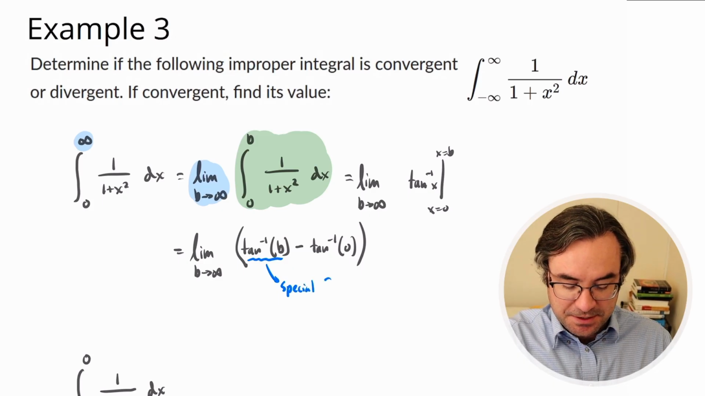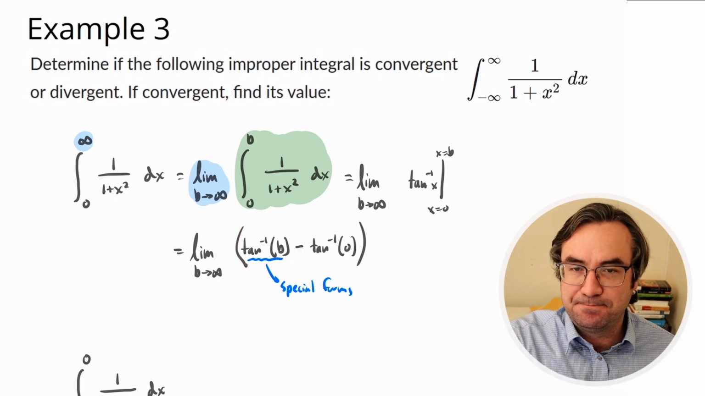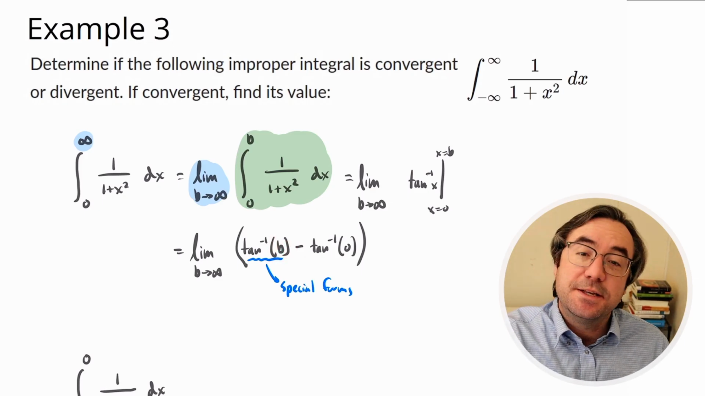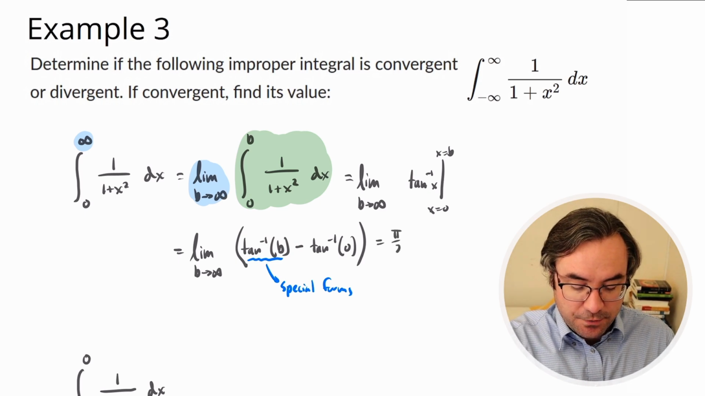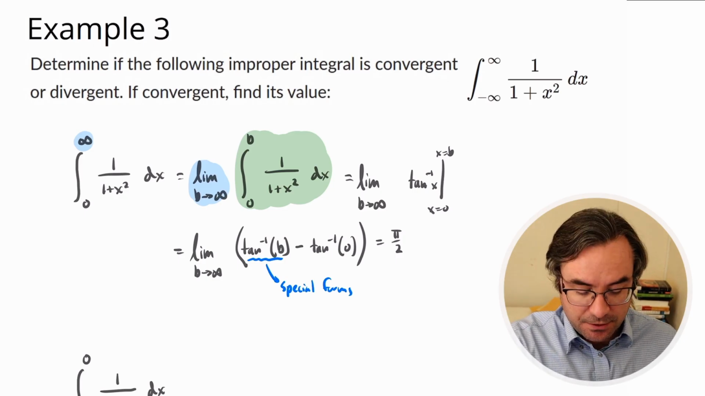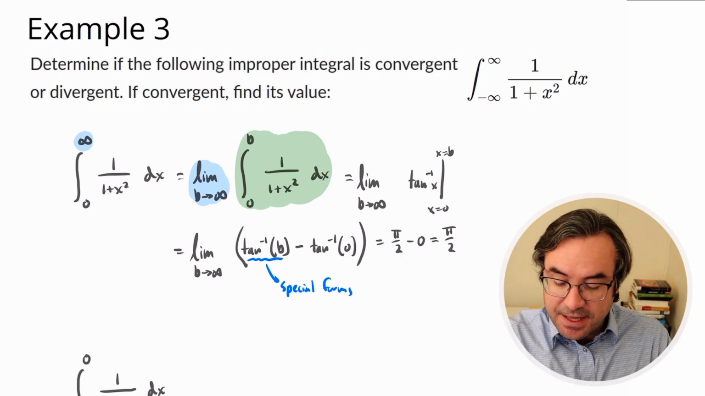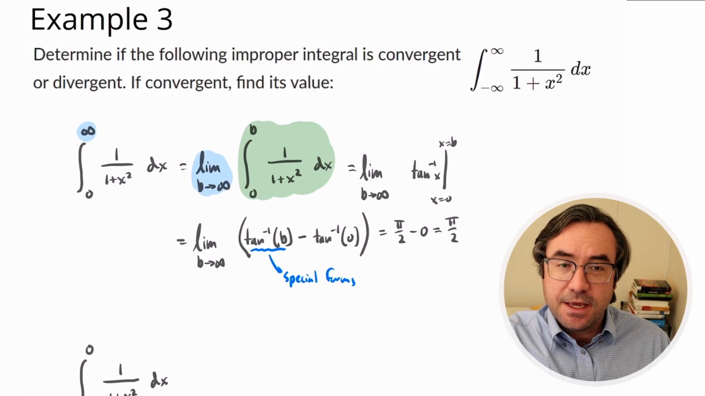So this is one of those ones to kind of have memorized. So the limit of inverse tan as the term inside the inverse tan function goes to infinity is pi over 2. So when we calculate this, we get pi over 2 from the inverse tan of b, and then inverse tan of 0 is just 0. So we get pi over 2 minus 0, which is just pi over 2. All right, so what we found is that this right portion of our improper integral is convergent.